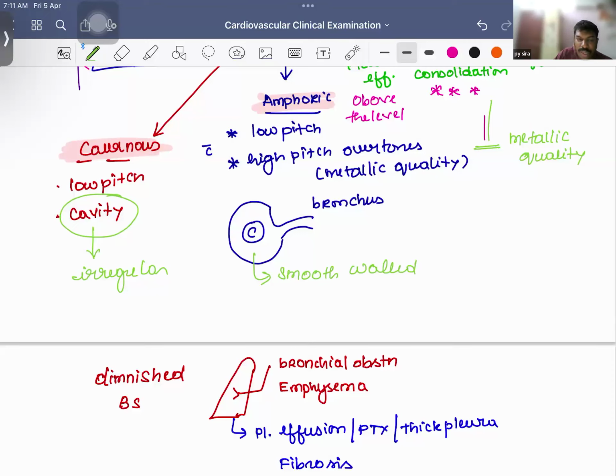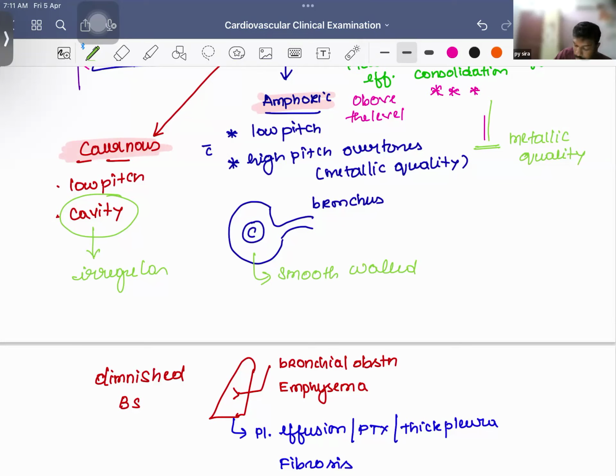One area is your breath sounds. In breath sounds, under no circumstances should you commit any kind of crime. This is a very, very important thing. Very important for your exam.